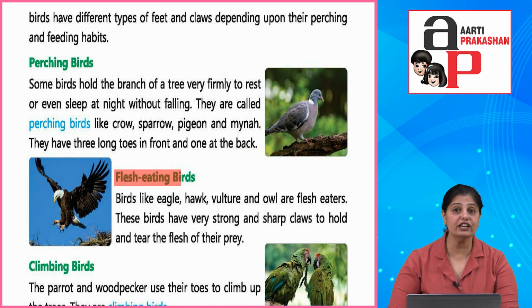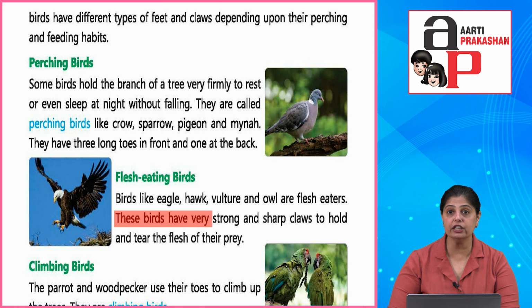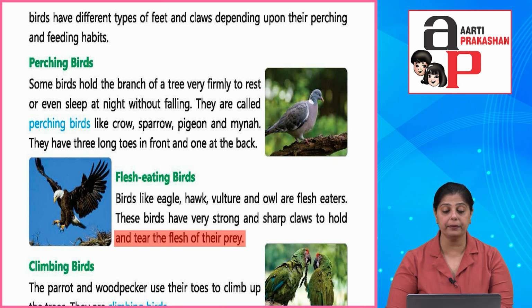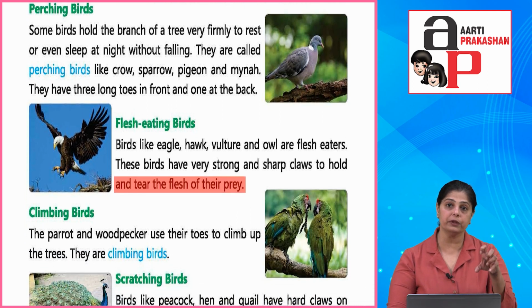Now let's talk about flesh eating birds. Birds like eagle, hawk, vulture and owl, what are they? They are flesh eaters. These birds have very strong and sharp claws to hold and tear the flesh of their prey. So their claws are so strong and so sharp that they are able to catch a prey. Okay, they can actually hold a mongoose also and fly away with it.